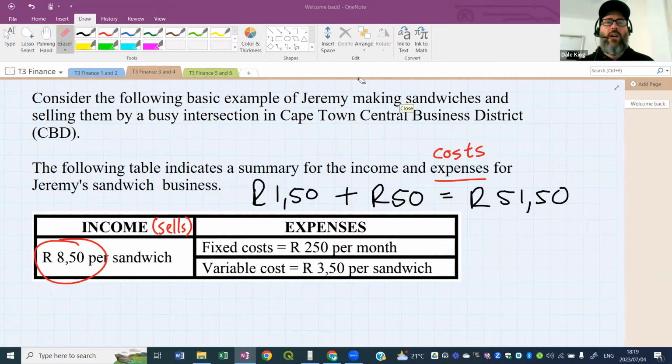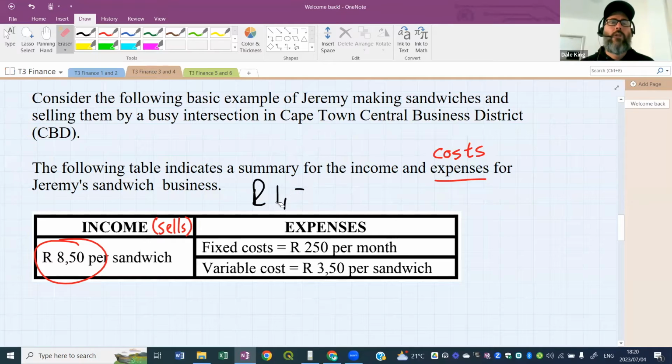Fantastic. Now, ladies, we're just talking about finances in terms of a business, income and expenditure, the income and expenses of a business. And we have a scenario here on the screen. I'm going to rub out this ridiculous price for a donut because donuts should never ever be 51 Rand 50. A person is selling sandwiches in the Cape Town CBD, and they've got an income column which is saying that the sandwiches will be sold at 8.50. And we have an expenses column.